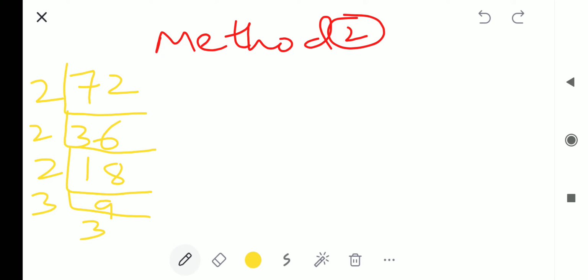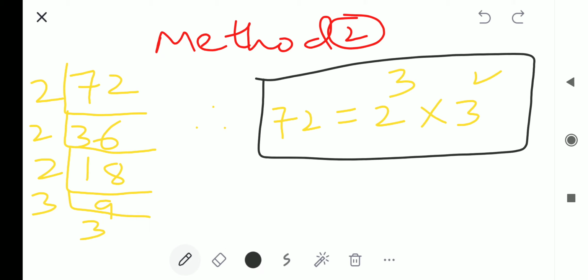Therefore, I can write 72 as, how many 2's are there in the prime factorization? 3 2's. So I can write it as 2 power 3. How many 3's are there? 2 3's are there. So 3 square it is. So just keep aside. I can write 72 as 2 cubed into 3 squared.